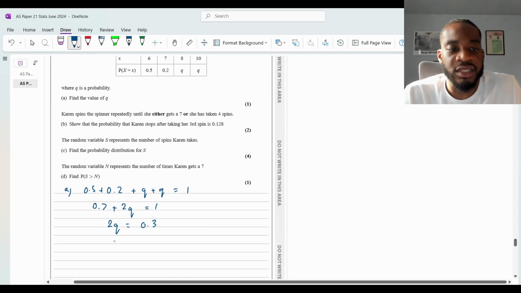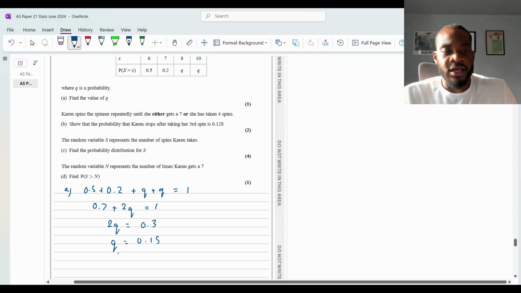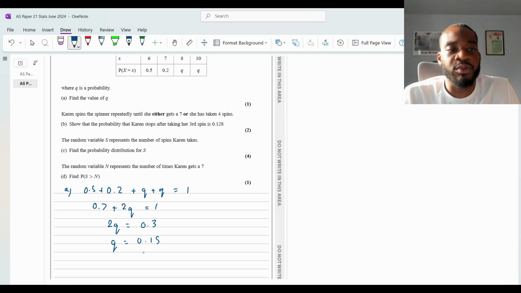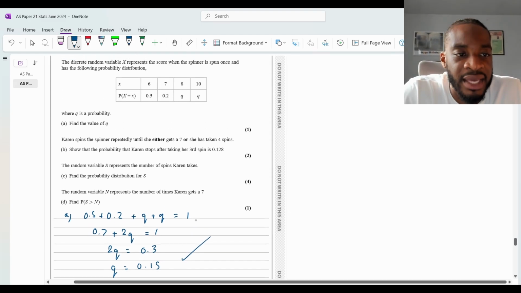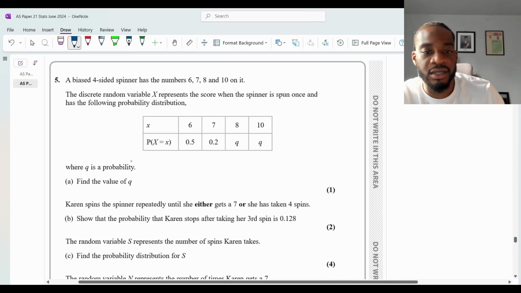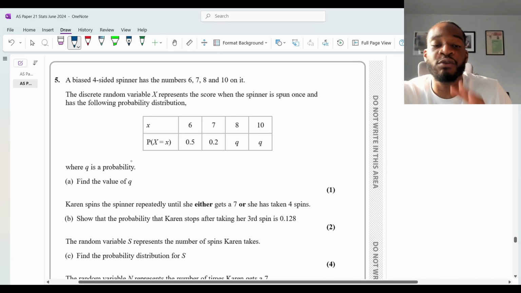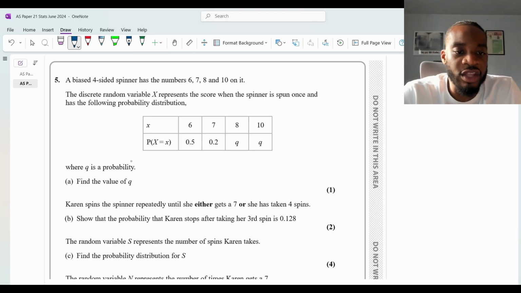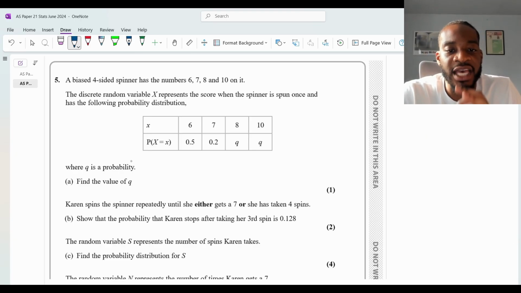And so therefore, Q is going to be half of that, which is 0.15. Right? So, yeah. Q is equal to 0.15. So that's part A. Part B, it says Karen spins the spinner until she either gets a 7 or she has taken 4 spins. Part B says show that the probability that Karen stops after taking her third spin is 0.128. And this is 2 marks.